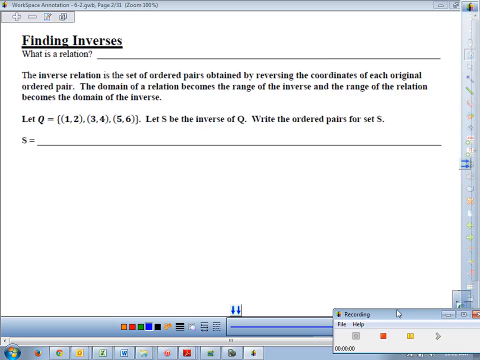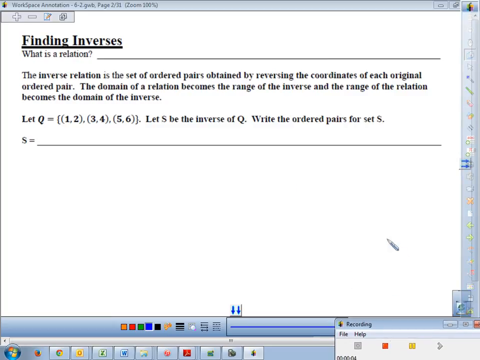So that's 6-2 today in Advanced Algebra 2. Today we'll talk about inverses. First, before we talk about an inverse, we need to refresh our memory what a relation is. A relation, quite simply, is a set of ordered pairs. A relation is just a plain old set of ordered pairs.